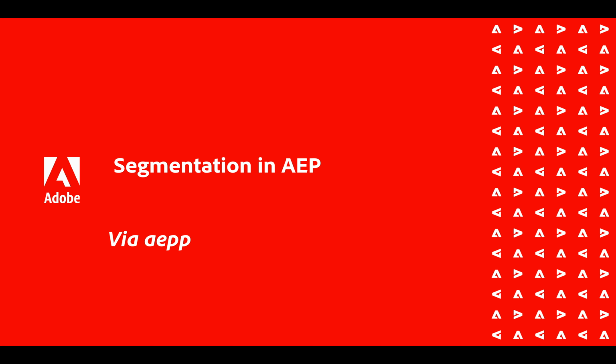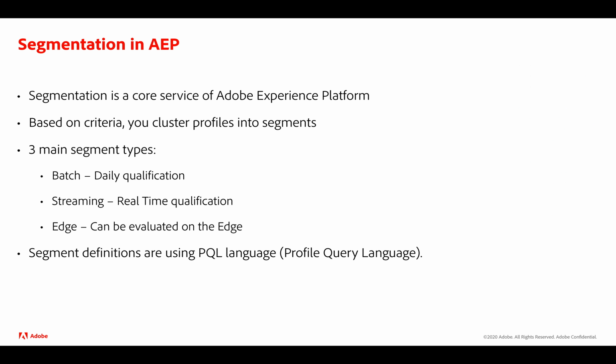So, segmentation in Adobe Experience Platform. Segmentation is a service in Adobe Experience Platform, and it is actually the core service. We have discussed previously that Adobe Experience Platform is based on three different databases: the data lake, the UPS, so profile storage, and the UIS, the identity storage. I've done some videos on all of them. Segmentation is going to use the UPS, the projection of the data, directly to build your segments. Segmentation is basically based on criteria: you cluster profiles into segments, and this is what you're going to send to destinations.